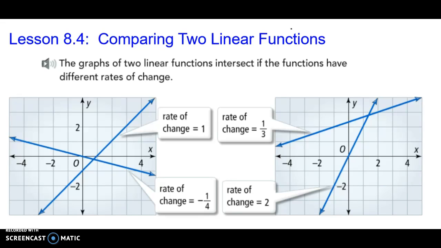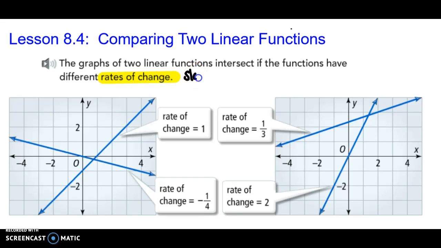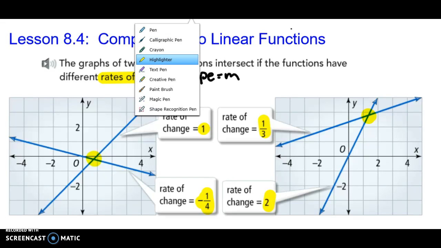The graphs of two linear functions intersect if the functions have different rates of change. Well, let's reminisce on what the words rate of change mean. Rate of change is simply your slope or your m value. So notice here in your image, if the rates of change are different, that means they intersect. We're going to talk about later what happens if your rates of change are the same. That means that your graphs are going to be parallel.